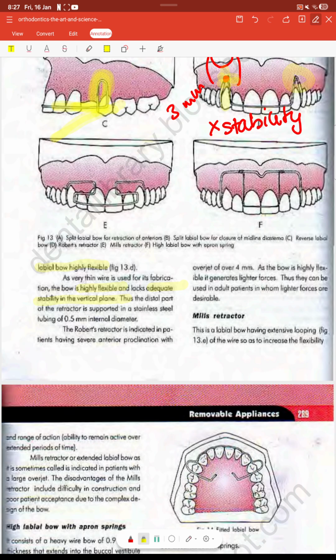Now this part of the retractor is supposed to be 0.5 mm. The Roberts retractor is indicated in patients having severe anterior proclination, with an overjet of more than 4 mm. As the bow is highly flexible, it generates lighter forces and can be used in adult patients in whom lighter forces are desirable.